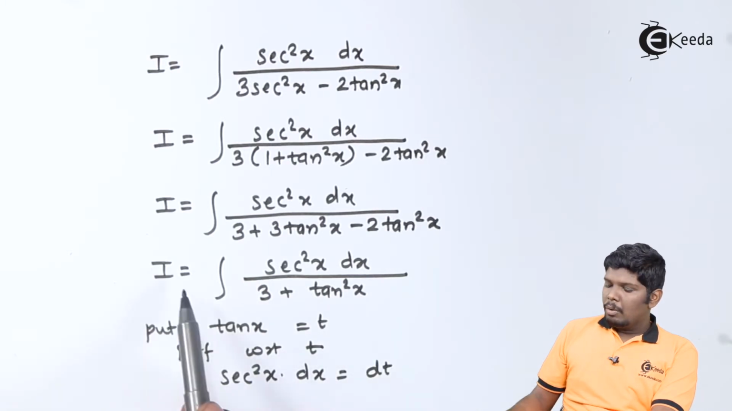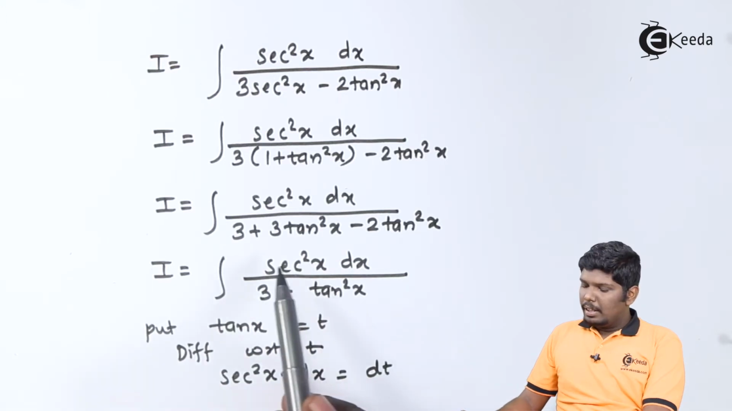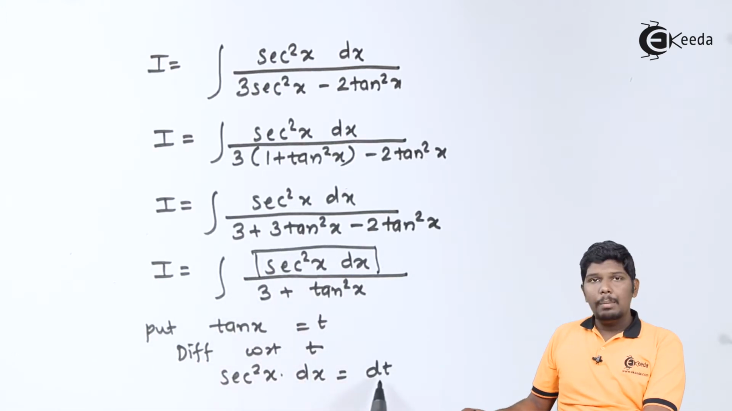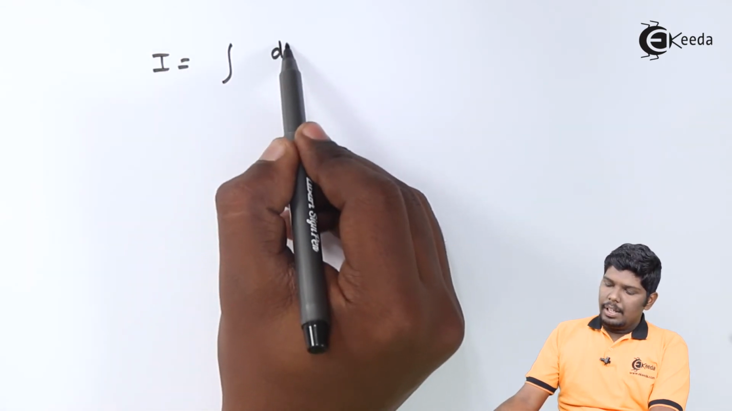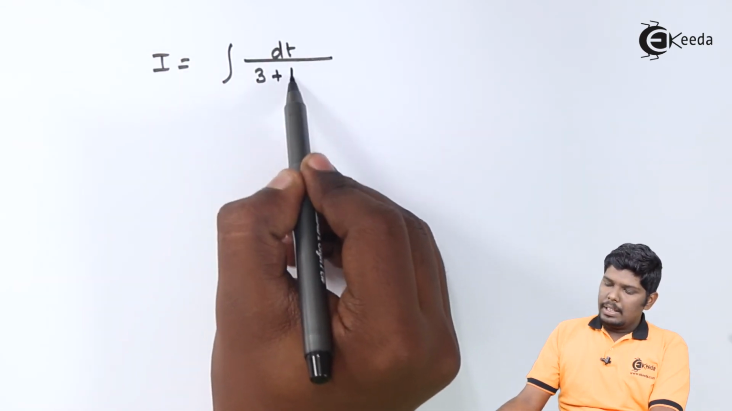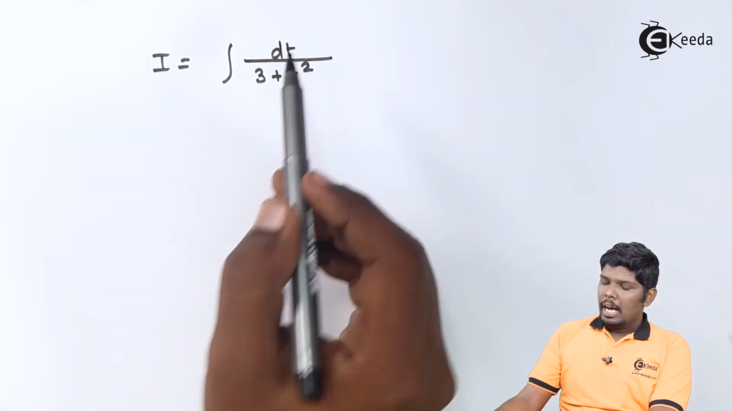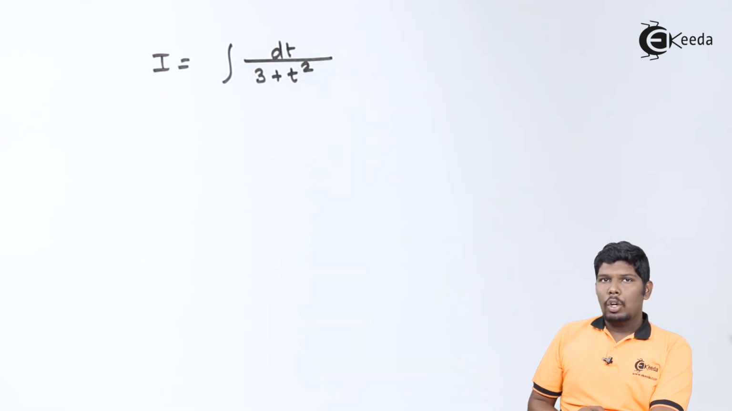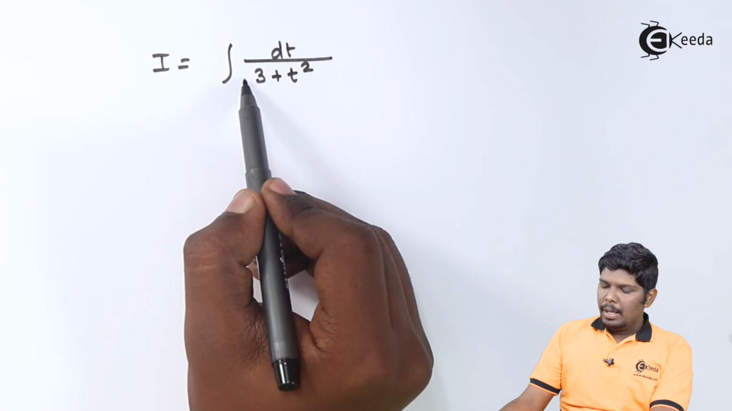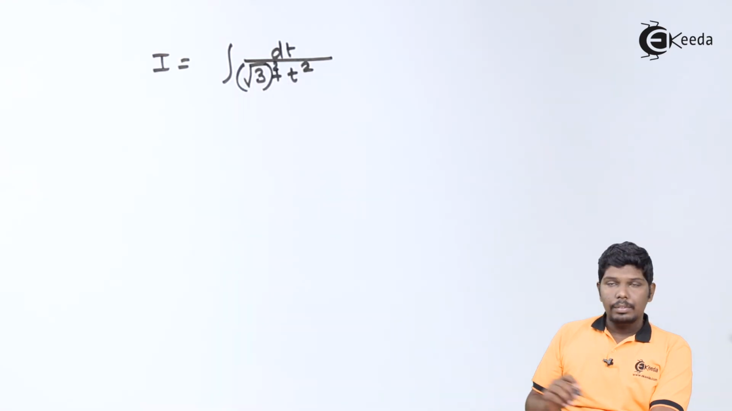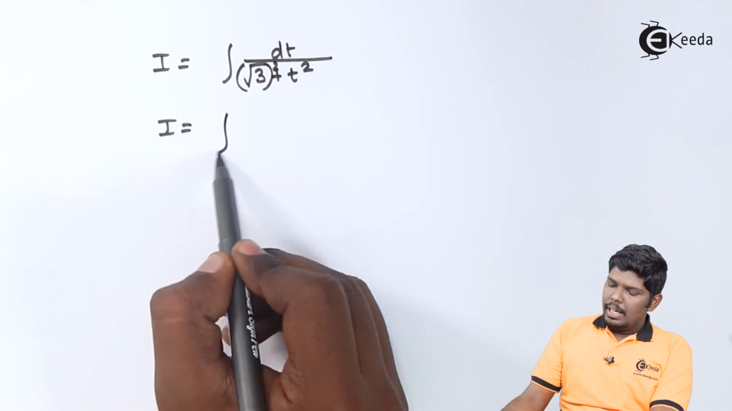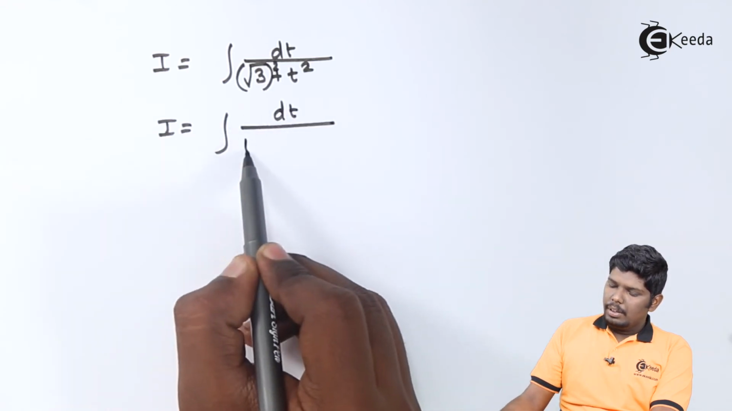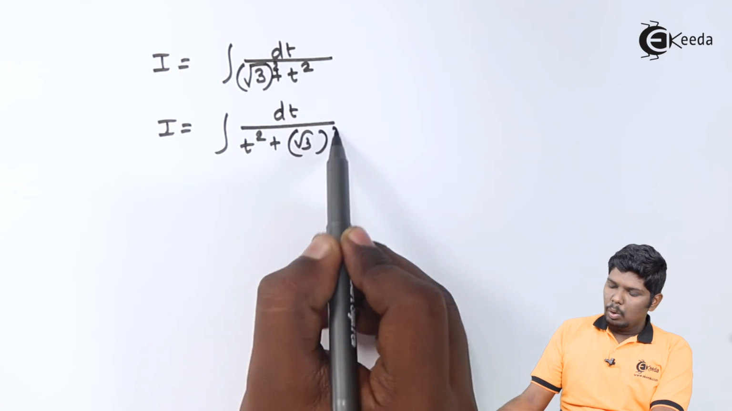Now let us see how our integral changes. Here you can see the value of sec square x dx will directly become dt, and tan x being t, tan square x will become t square. That will give you integral dt upon 3 plus t square. Now I have the form 1 upon quadratic, but since our x square is ready, we need to keep our constant as a square. Therefore 3 can be written as root 3 the whole square. Therefore I is integral dt upon t square plus root 3 the whole square.